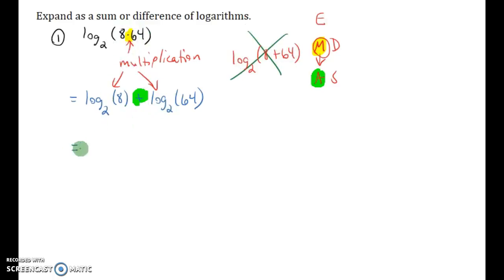And now we can evaluate each of these independently. Log base 2 of 8 is 3, because 2 to the third power is 8, plus log base 2 of 64 is 6, because 2 to the 6th power is 64, and 3 plus 6 is 9. So when you're dealing with particular numbers, you may be able to simplify it quite a bit. Okay, so let's do another example.